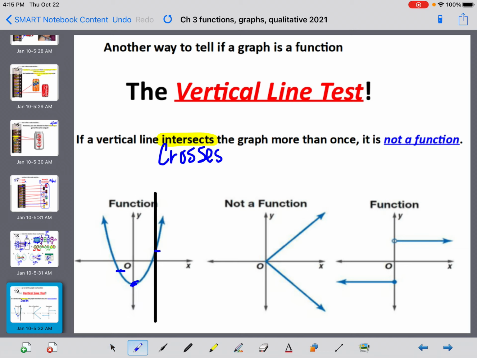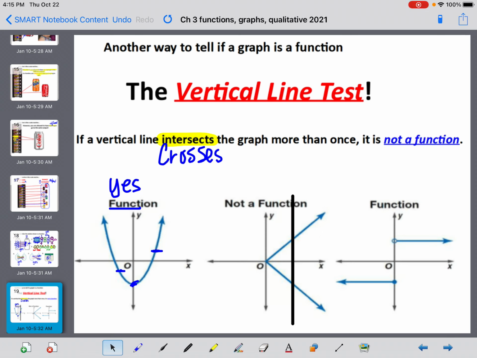As I move it along here, it's only touching at one place, or only crossing at one place, right? And so this graph would be a function. It already tells me right here, but I just am trying to illustrate what the vertical line test means.